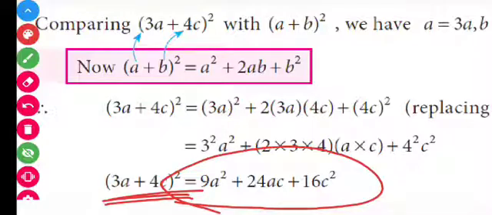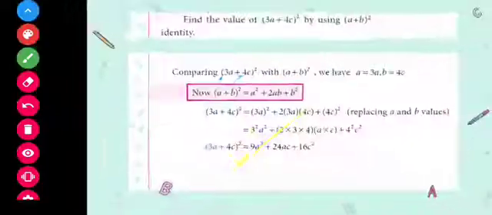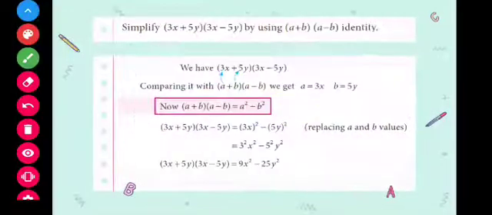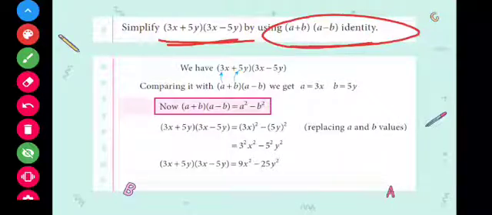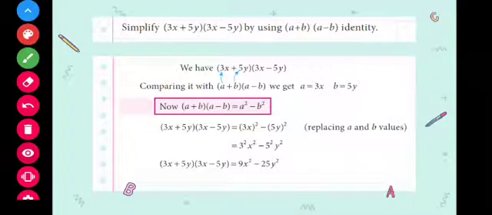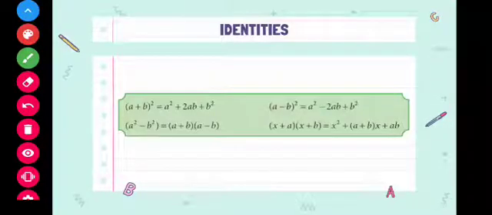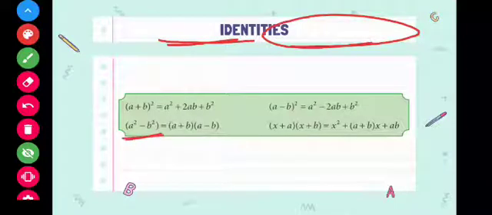Let's get into the next problem. Here we have 3x plus 5y and 3x minus 5y, using the a plus b into a minus b identity. In the question itself they have told which identity you should use. By this time you should be remembering what a plus b into a minus b is equal to. Yes, it should be a square minus b square.